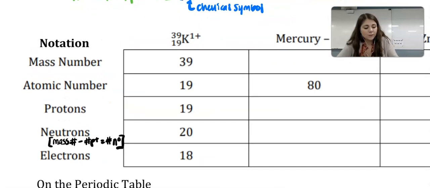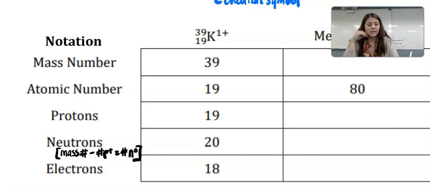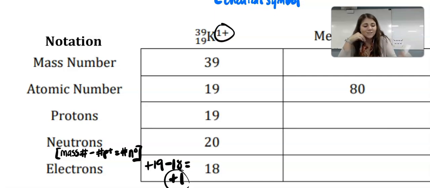And then electrons, you can see that it is considered 18, all right? If this was a neutral element of potassium, protons and electrons would be the same. But because it has a +1 charge, we have lost electrons, okay? Sometimes I like to do the math plus 19 because those are 19 positive protons. And if I have 18 negative electrons, that gets me that +1 charge, which matches that right there. That's kind of a little trick you can do.